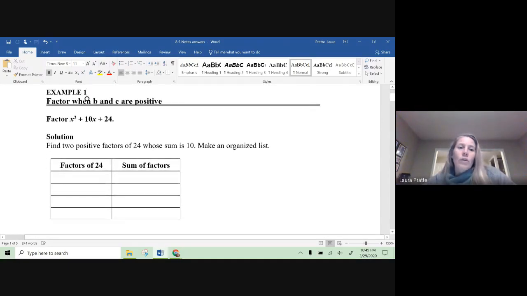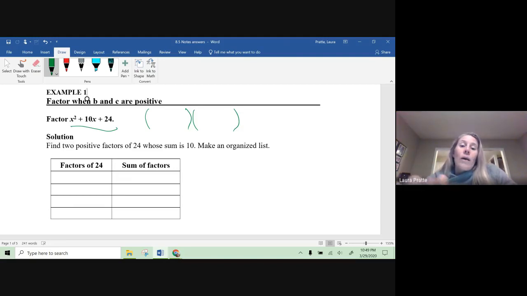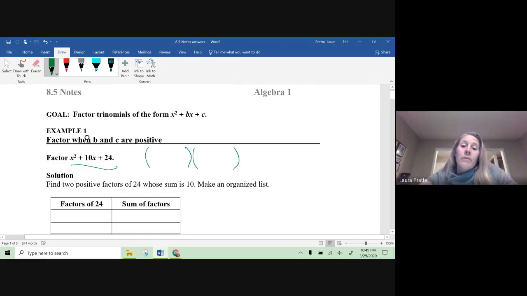So basically what we're trying to do here is figure out what was in those 2 parentheses that we multiplied or FOILed together to get this trinomial here. So if you remember when we did FOILing, just as a little refresher, we had to multiply 2 things together. So for example, let me just do a little review for FOILing.